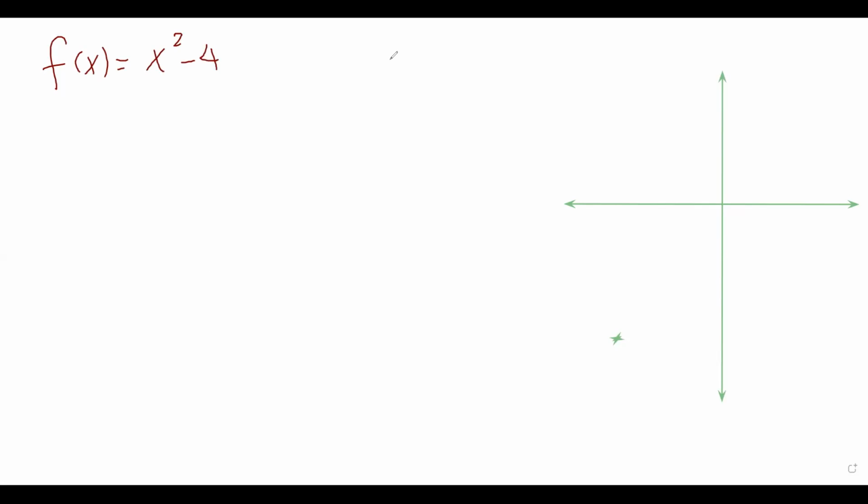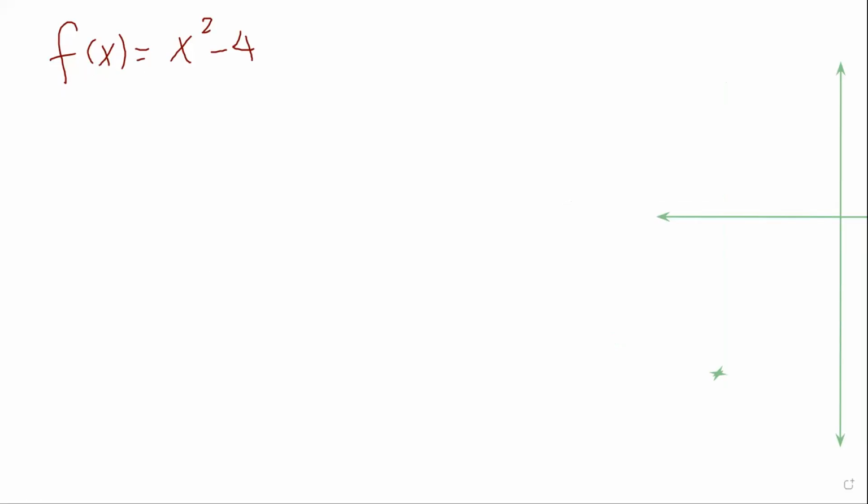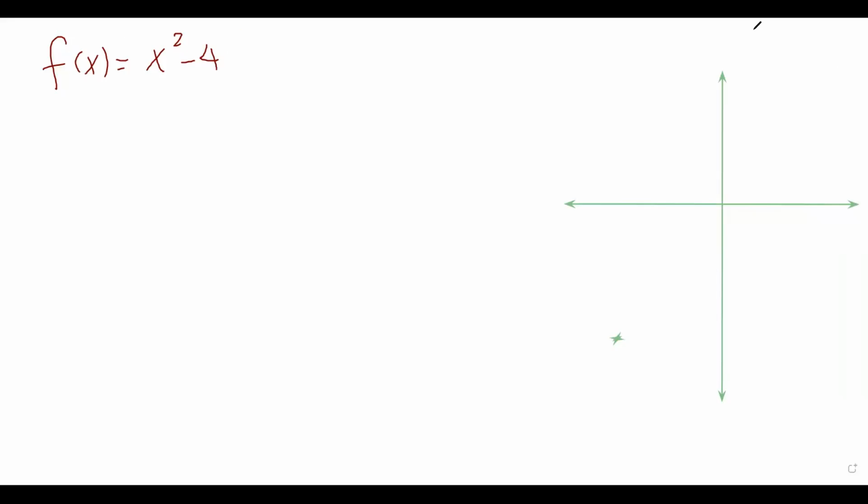Before graphing, as we know, we must put the xy coordinates like this here. Now the function is x squared minus 4. Here, I want to solve x squared minus 4. So this function, x squared minus 4, let's first graph it.